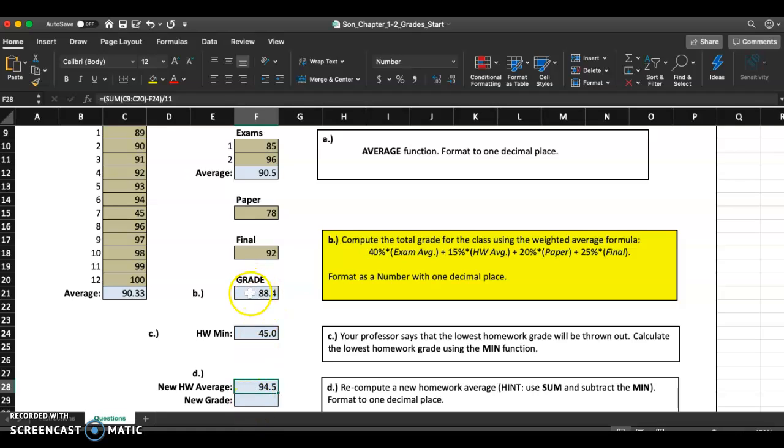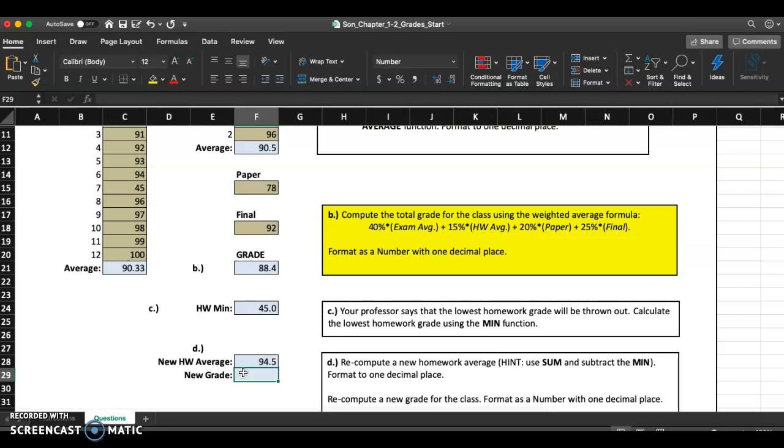And what we're trying to see is, well, we know it's going to be higher than that, but will that be at 90 at least? Let's see. So equal sign, 40% times exam average, this cell, F12, plus 15% times homework average. Now don't click on C21, that's the old homework average with the lowest homework grade. So do click on the new homework average of 94.5 in F28, plus, what's next? 20% times the paper grade of 78, plus the very last piece, 25% from the final exam grade. Click that. Okay.